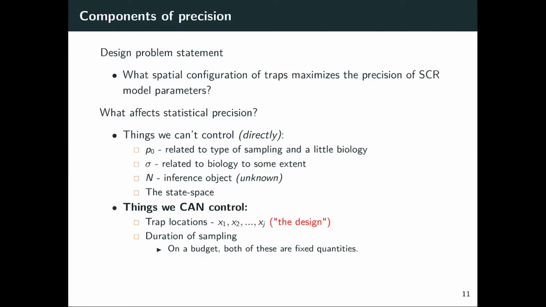So if we narrow down this design problem statement to a single question, it's: what spatial configurations of traps maximizes the precision of SCR model parameters? So if we think at a broader scale, what affects statistical precision? First of all, there are things we can't control, right? Basically, the biology of our species described in these SCR terms of your baseline detection rate, space use parameter, which is related to biology to some extent, and then total abundance or density, which is the inference object, so it's unknown.